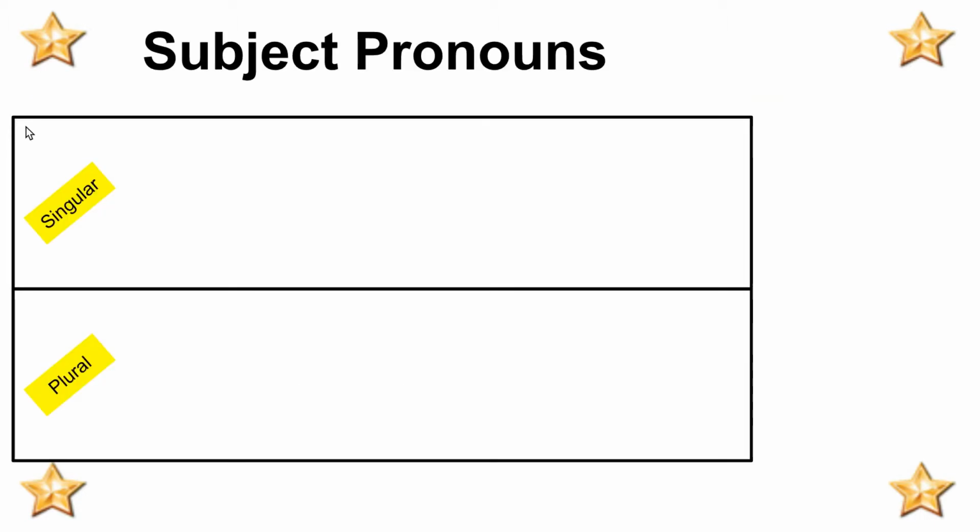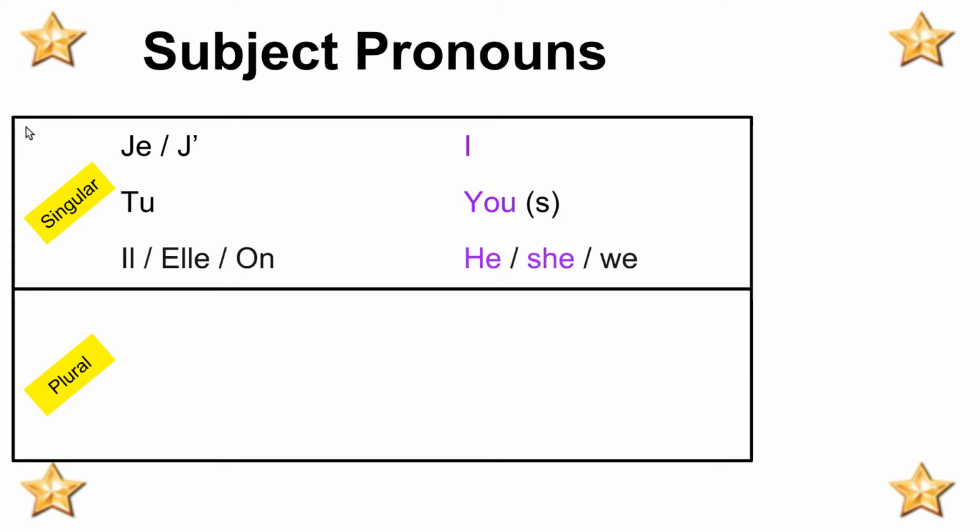Firstly, the subject pronouns. These are the people that are doing the verb. Instead of using names, these are words like I, you, he, she, etc. The singular forms first. Je is I. The J apostrophe would be used if the verb begins with a vowel. Tu is you in the singular form. Il, elle, on is he, she, and we. You'd use on in an informal way when talking about we.